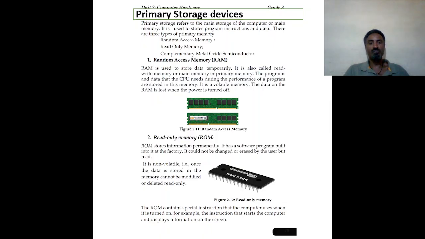When we think about the primary storage device, it is a temporary type of memory. We also have permanent types of memories under primary storage devices. Let us see which are the random access memory and read-only memory, the types of primary storage devices. They lie on the motherboard. Primary storage refers to the main storage of the computer, or main memory. It is the working memory of the computer. It is used to store program instructions and data.